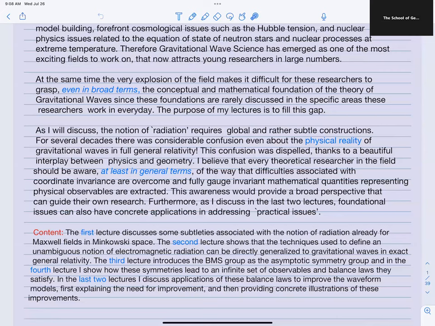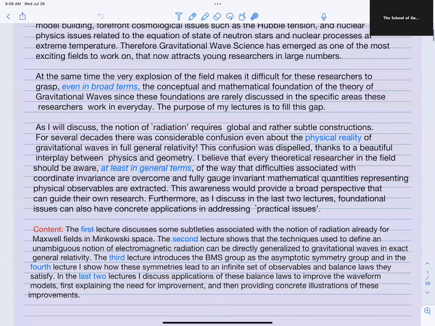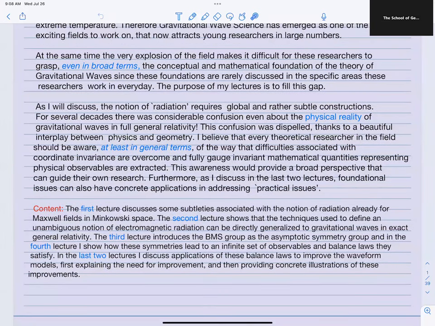And as I will discuss, the notion of radiation requires global and rather subtle constructions, and they were introduced to dispel the confusion about the reality of gravitational waves. And I believe that every theoretical researcher, whether you are a numerical relativity person or an approximation method person, should be aware, at least in general terms, of the way that these difficulties associated with coordinate invariance are overcome in a fully gauge invariant manner, and mathematical quantities representing physical observables are extracted. So this is what we're going to focus on.